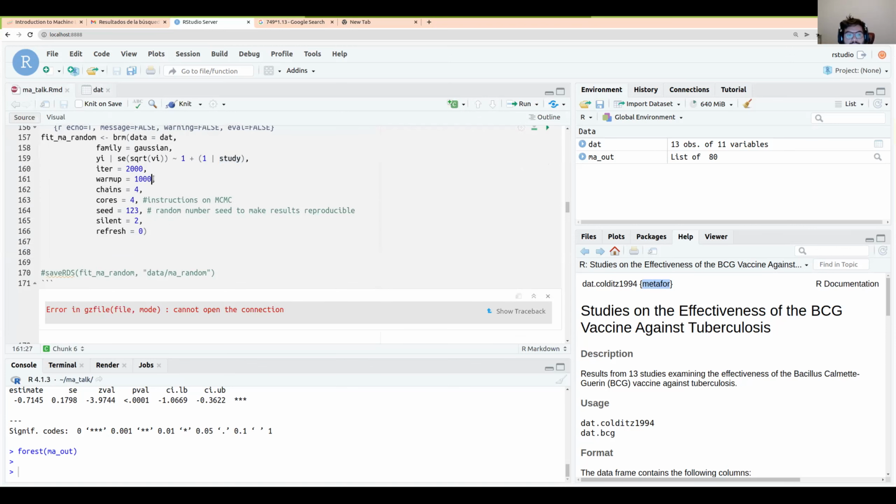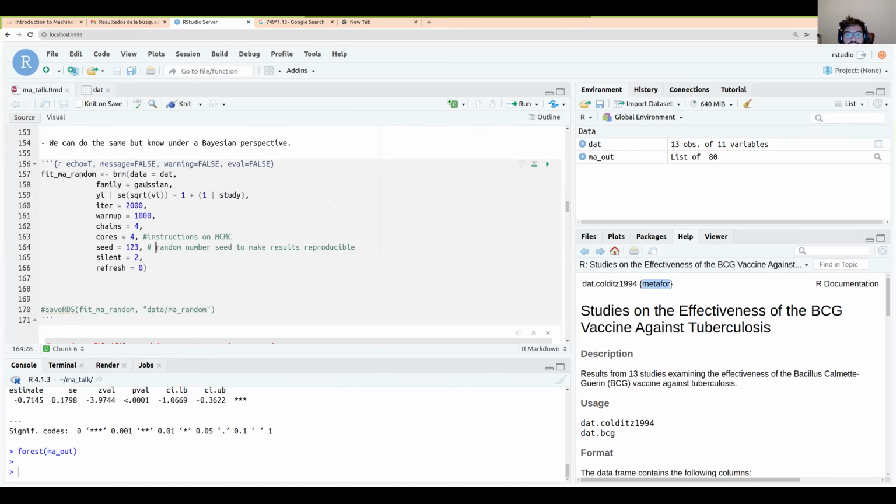And then you have other parameters regarding the MCMC procedure. So you can specify how much warm-up you're going to use until you start taking your samples into account, how many iterations you're going to run, how many chains, and other stuff from brms. Okay.